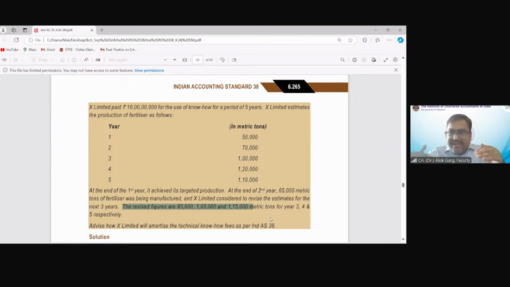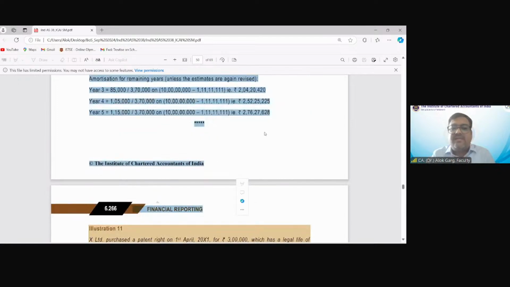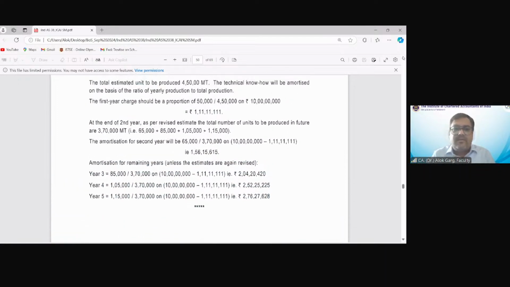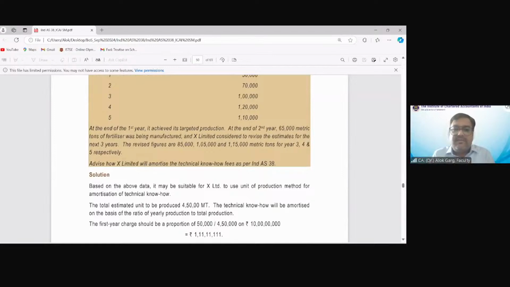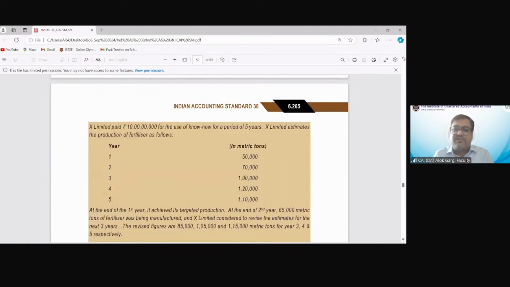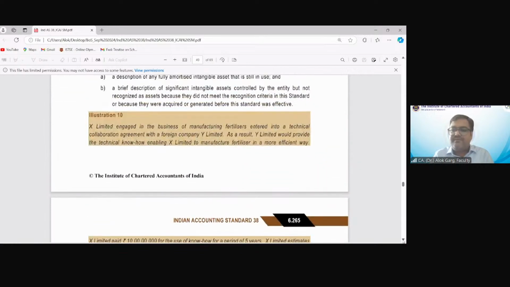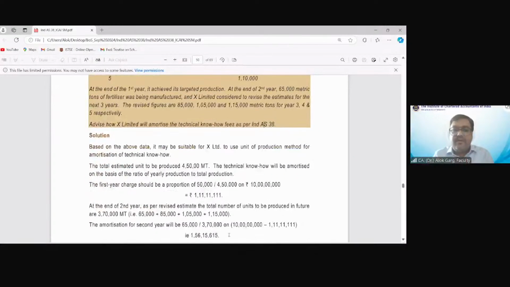So they are applying the unit of production method, but they are revising the production estimates. Advise how X Limited will amortize the technical know-how fees as per Ind AS 38. We are very clear that, based on the above data, it is suitable for X Limited to use the unit of production method, correct? The total estimated units to be produced is how much? 4,50,000. Let me take you to this Excel file.